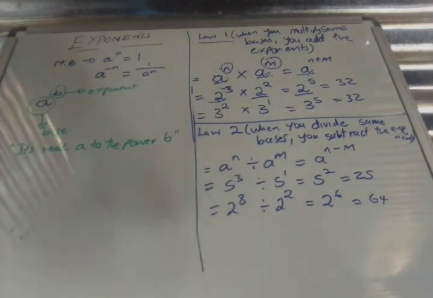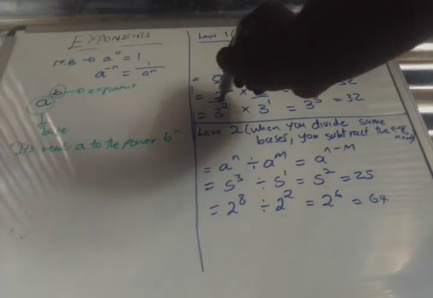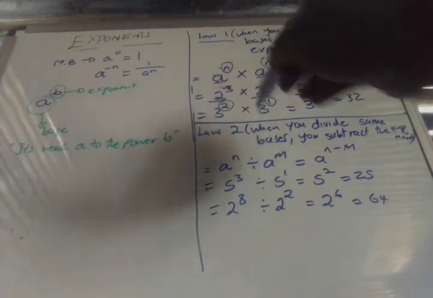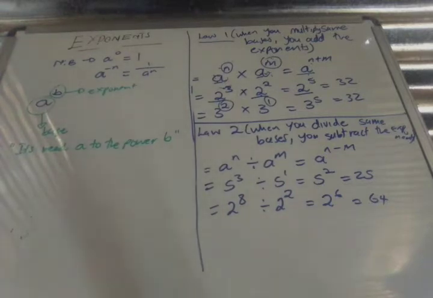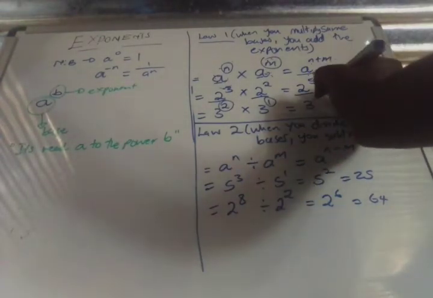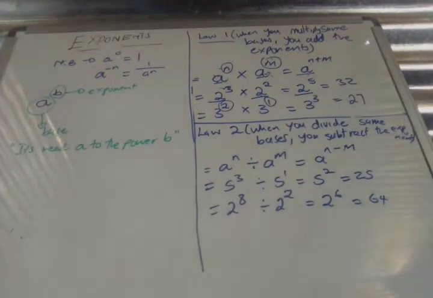Let's go to the next one: 3 to the power 2 times 3 to the power 1. Again you have the same base, and you are multiplying them, so you just add the exponents. The exponents are 2 and 1, so 2 plus 1, which is 3. So what is 3 to the power 3? I think I made a mistake here. 3 to the power 3 is going to be 27, and that's it.